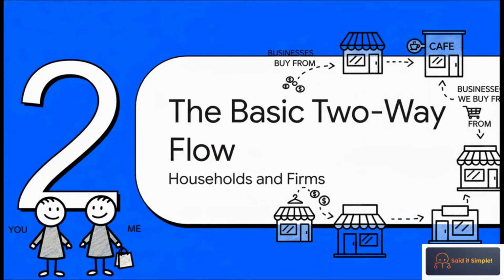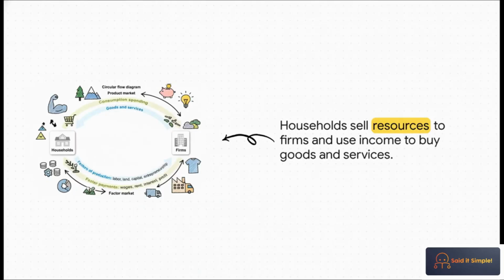Okay, let's build this thing from the ground up. We'll start with the most basic version of the map, which really just has two main characters, you and me, and the businesses we buy things from. So take a look at this simple loop. On one side, you've got households. That's us, right? We're the consumers. But we're more than that. We also provide the essential ingredients for the economy to work: our labor, our skills, the land we might own.